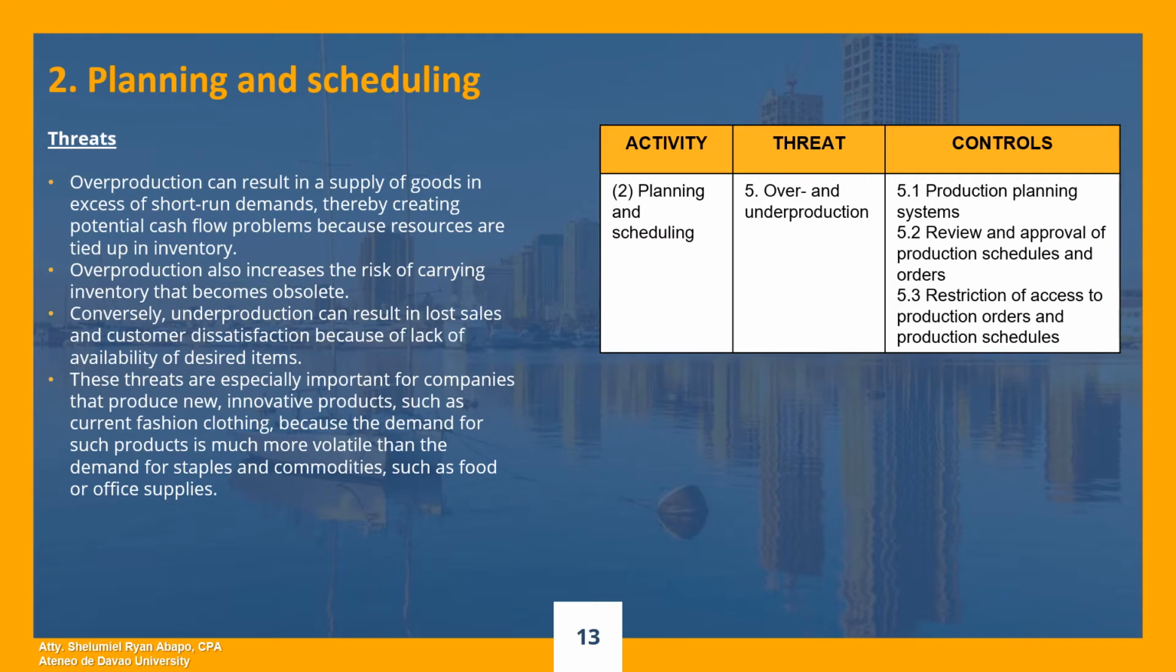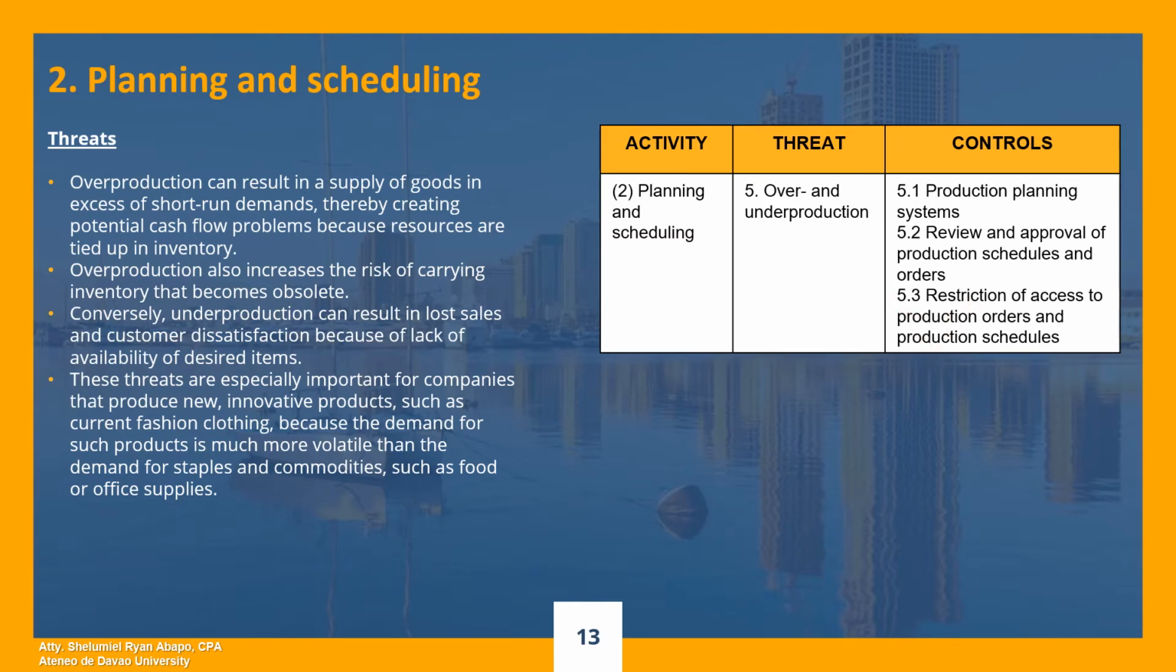Right? Now, this is the summary on the right side of your screen. Planning and scheduling: the threat is over and underproduction. And these are the three controls that you may introduce in order to mitigate the threat of over and underproducing based on the sales forecast. Okay.